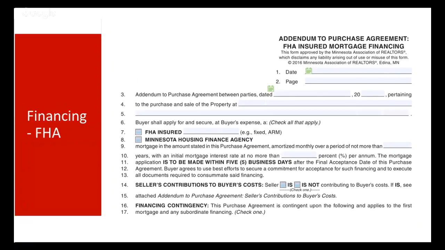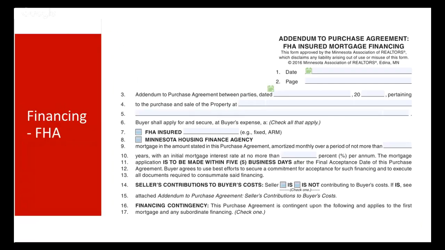Okay, so we did the conventional financing addendum, which covered conventional financing and USDA. Now we're going to switch to the FHA financing addendum. We put the day's date, the date of the purchase agreement, the property address. Then we're going to look at line 6. Buyer shall apply for and secure at buyer's expense A. Usually line 7, check FHA loan, right? It's usually almost always going to be fixed. It's very likely not going to be an ARM, so you would write fixed in that blank right there.